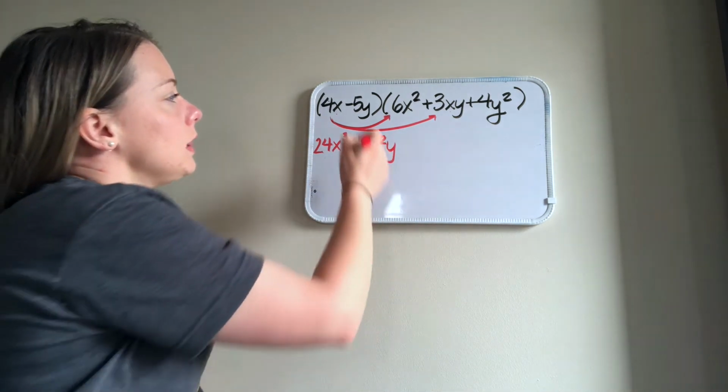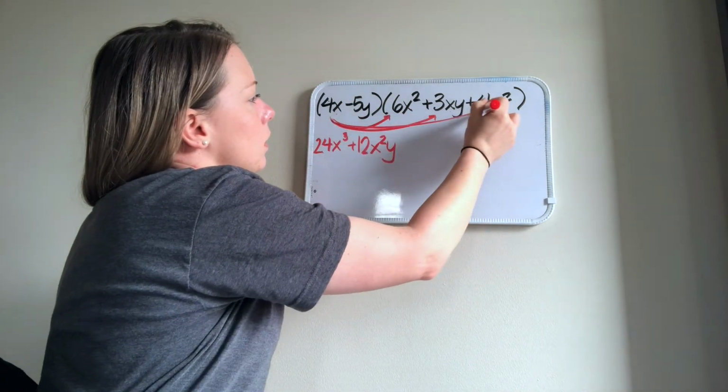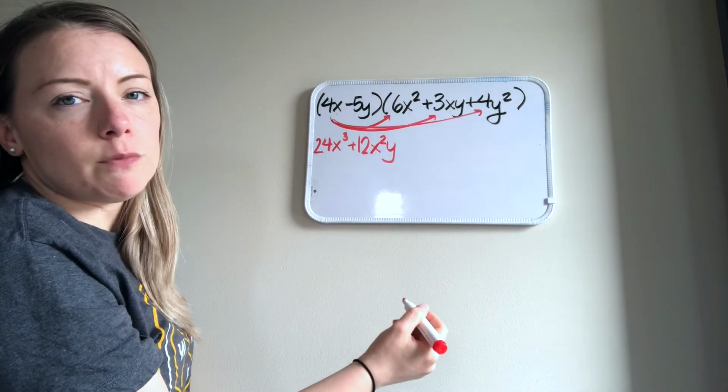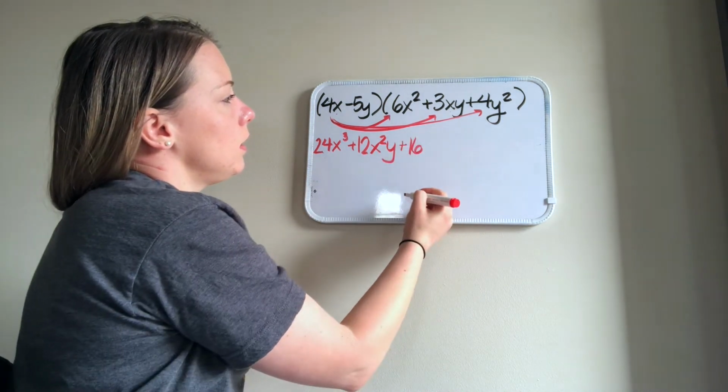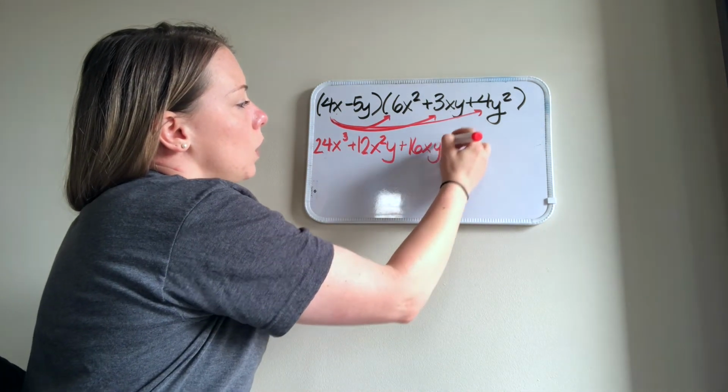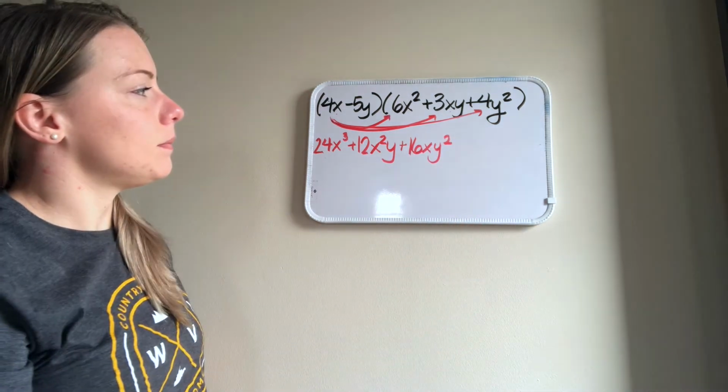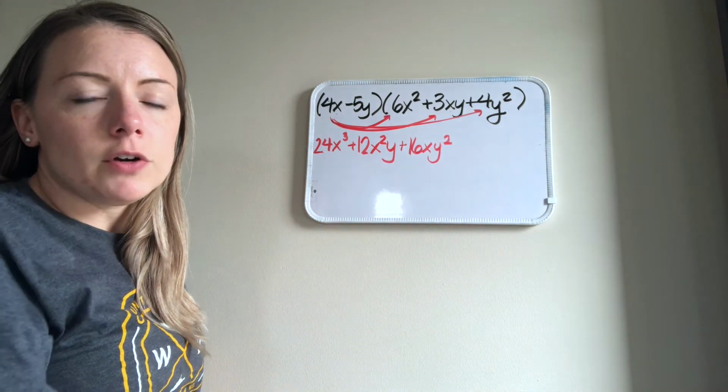All right, last one. We're going to multiply 4x by 4y squared. So I would get 16xy squared. All right, so the first term's finished.